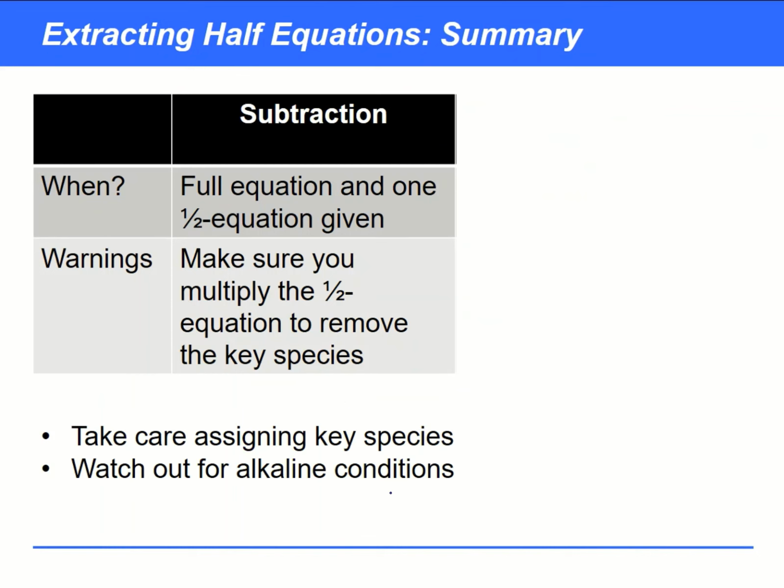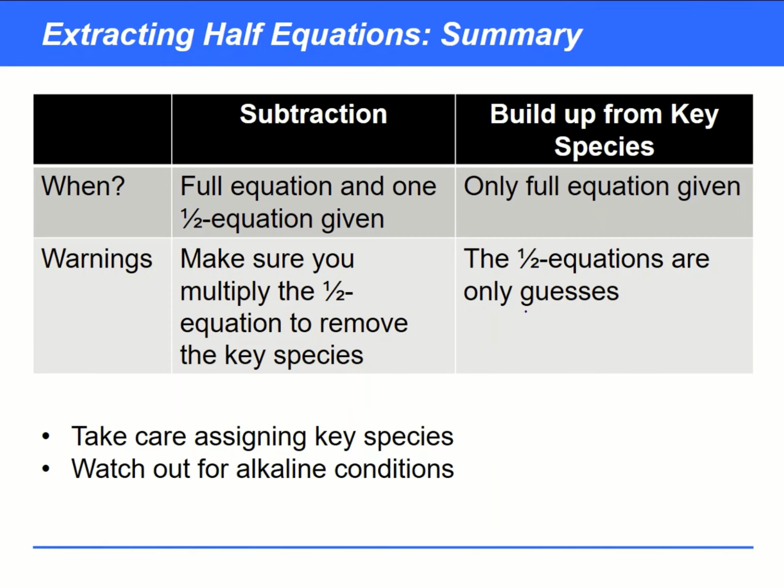So as we summarise, two methods. First method is subtraction, and that's what you use when you've got the full equation and one half equation given. A warning there, make sure you multiply the half equation to remove the key species, making sure that you're not going to have the same species occurring in oxidation and reduction half equations if that's one of these key species that changes oxidation state. Because remember, in a half equation you can only have one element changing oxidation state.